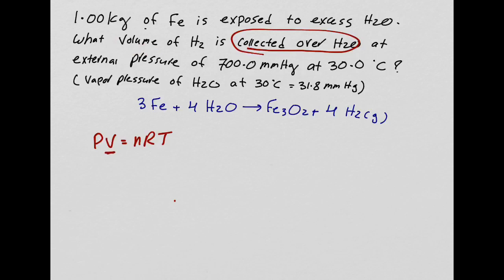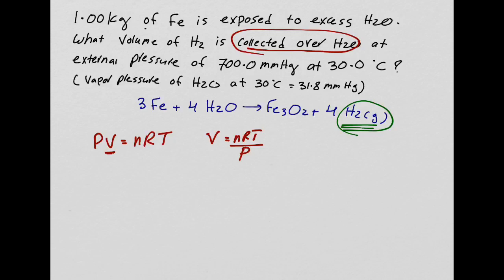So volume is what I need to isolate. Volume is going to equal nRT over pressure. Now, one at a time, we have to plug it in. Let's talk about moles first. Again, we're talking about gases. Ideal gases is for gases, right? We're talking about the H2 gas. This is what we're doing PVNRT for. I need the moles of H2 gas.